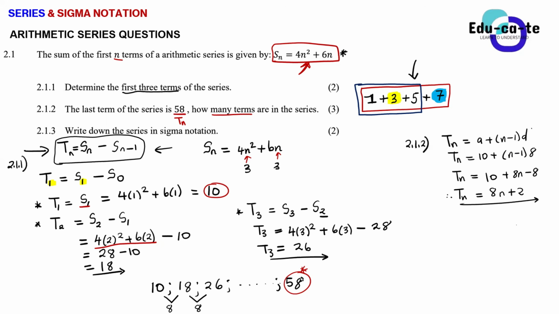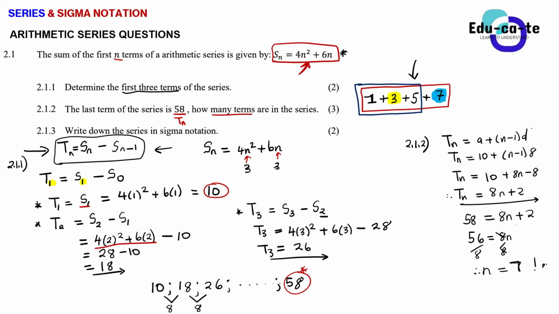Okay, and then you now find the position of this 58. This 58, since it's the last term, what is its position? Because if we find the position of the last term, that is the number of terms in the series. So we're just gonna say 58, we substitute it in place of Tn is equals to 8n plus 2. You transpose the 2 to the other side, 58 minus 2 will become 56 is equals to 8n. You divide both sides by 8. 56 divided by 8 will give us n is equals to 7. Yes, so basically we have 7 terms.